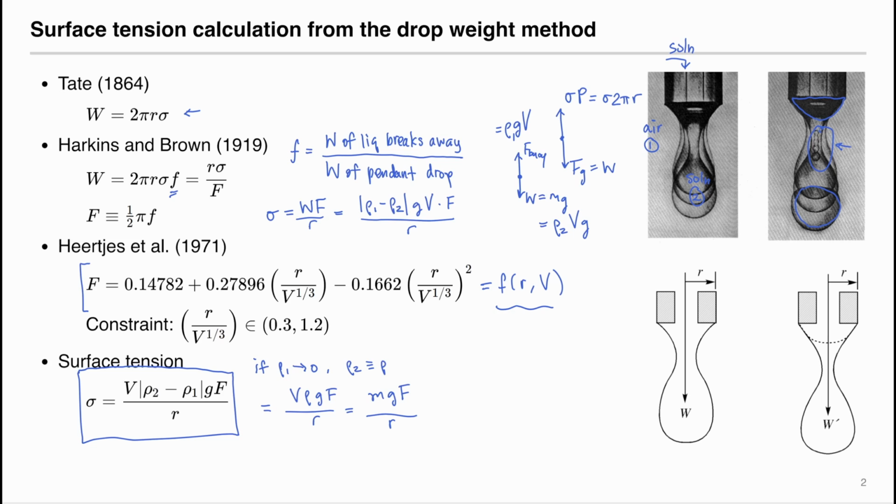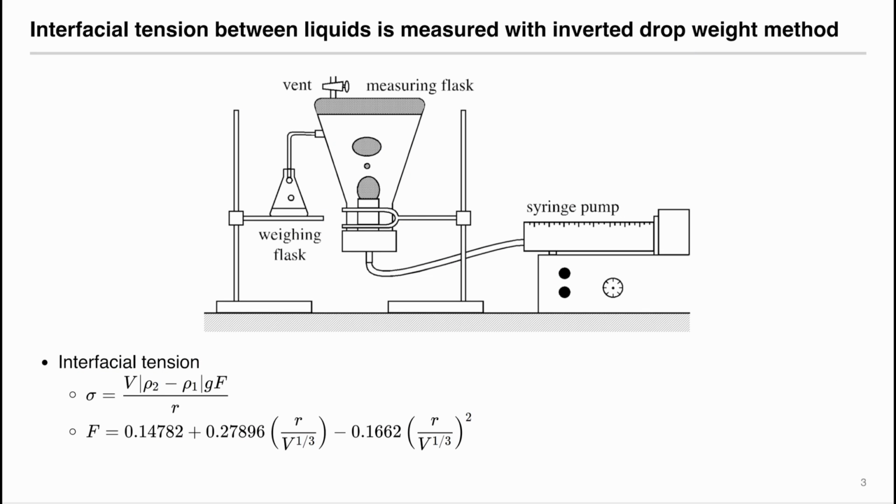However, if we want to measure interfacial tension between liquid and liquid, we cannot use such simplification. We want to use the general form in which we take the difference between the densities. For example, if we want to calculate the interfacial tension between liquids, in this case a liquid of water and a liquid of oil, because oil has a lesser density, the oil will flow up. And that's why we have an inverted drop weight method where the oil rises in the water. And we want to measure the interfacial tension between the water and oil.